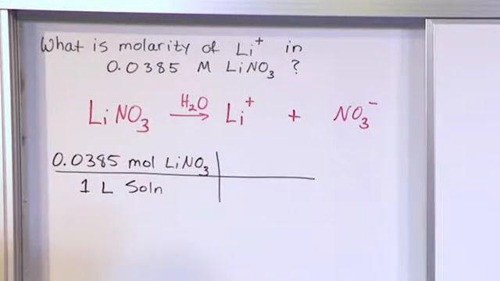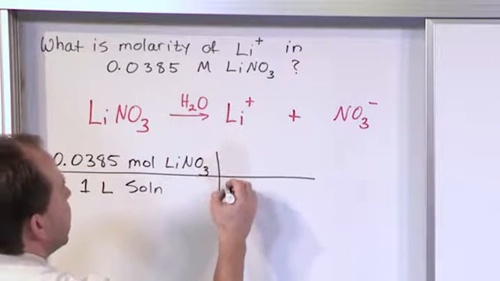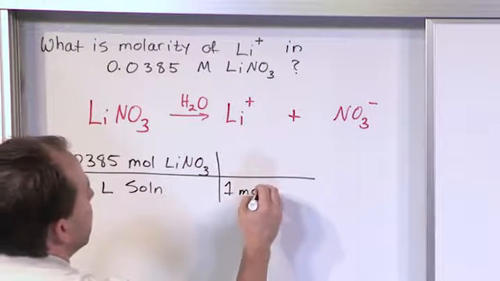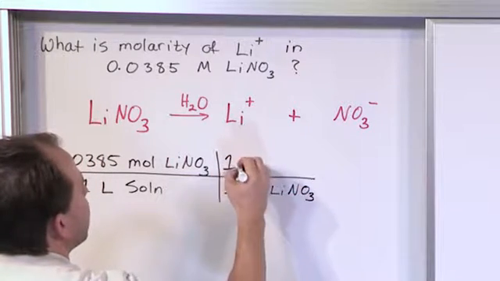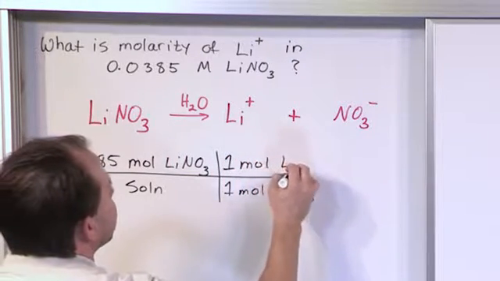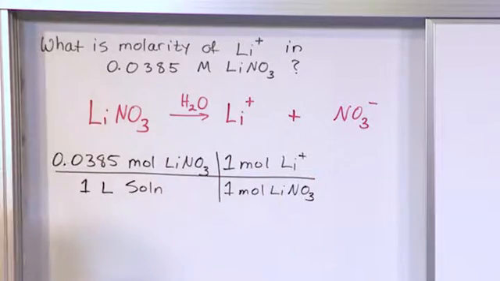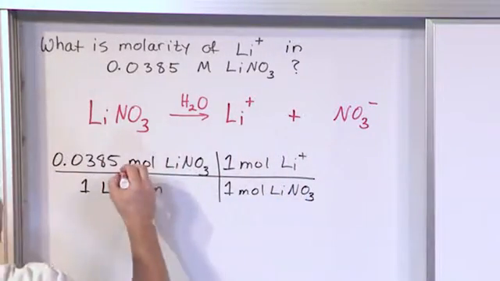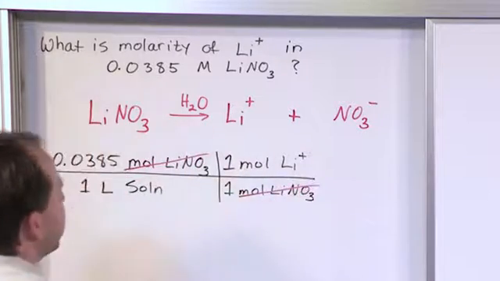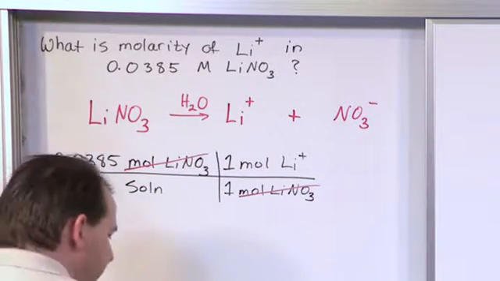So we can use that conversion factor, and we can say 1 mole of lithium nitrate corresponds to 1 mole of lithium ion. And we write it this way instead of upside down because we're trying to cancel the moles of lithium nitrate with the moles of this. So what do we have at the end of the day?